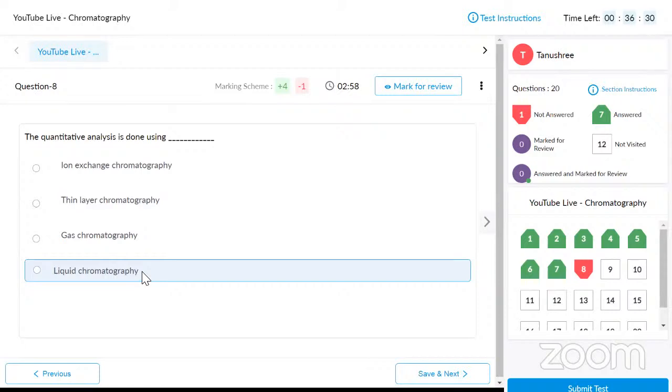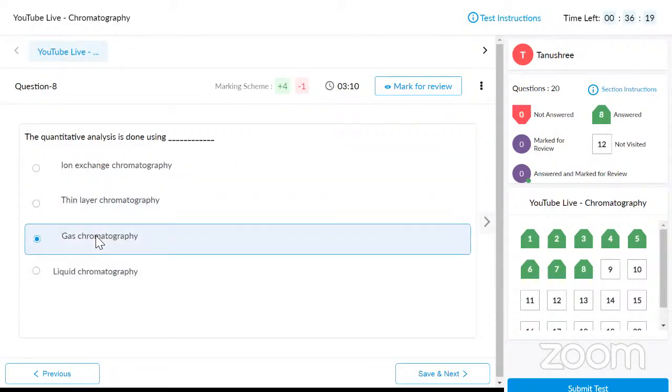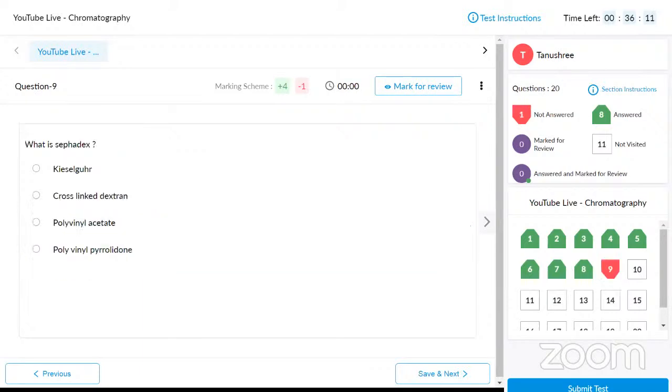Now, since the option is not specifying HPLC or ICMS or high performance TLC, the only option capable of quantitative analysis that remains among all four is gas chromatography. So let us proceed with gas chromatography as our answer. This is how I have eliminated the remaining three options.